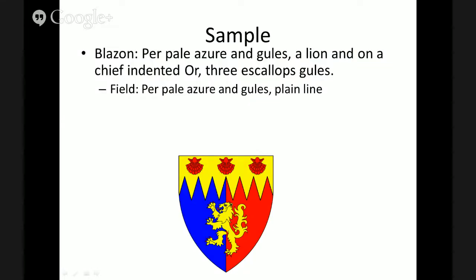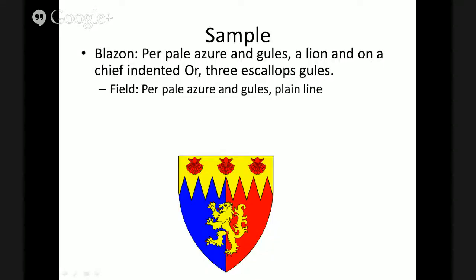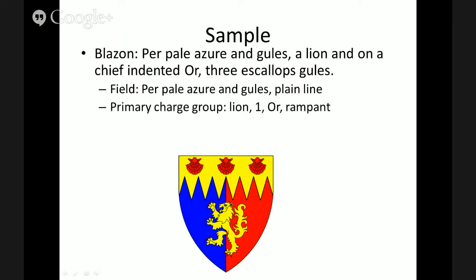How about its tincture being or? That's one. What else? How many of them? One. Yeah, there's one of them. One. Okay. So the primary charge group is a lion. There's one of it. It's or, and it's rampant to dexter. Okay. What's the secondary charge group?